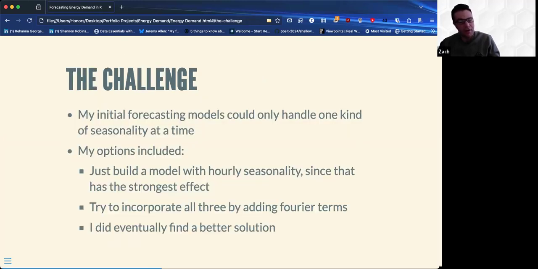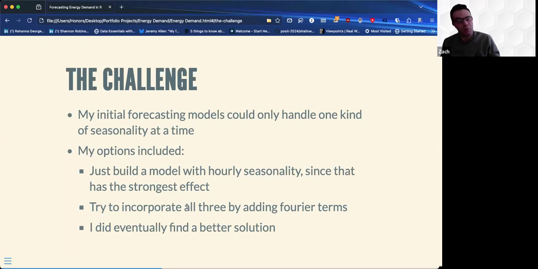So as I said, finding a way to forecast this data set in such a way that accounts for all 3 kinds of seasonality would be very challenging. And at the start, I had a few ideas for this. None of them were that great. One was just to build a model that only uses hourly seasonality, and I thought that might be good because hourly seasonality is clearly the strongest effect. Another idea I had was to incorporate all 3 by including Fourier terms in a regression model.